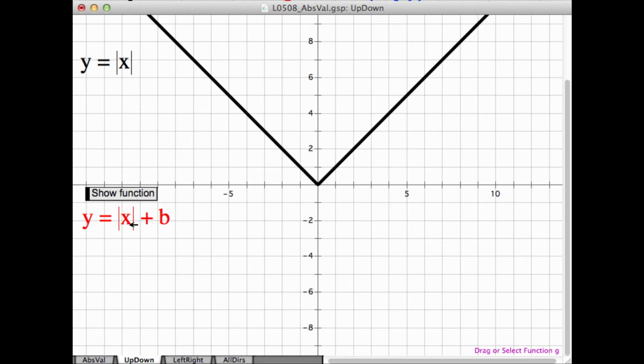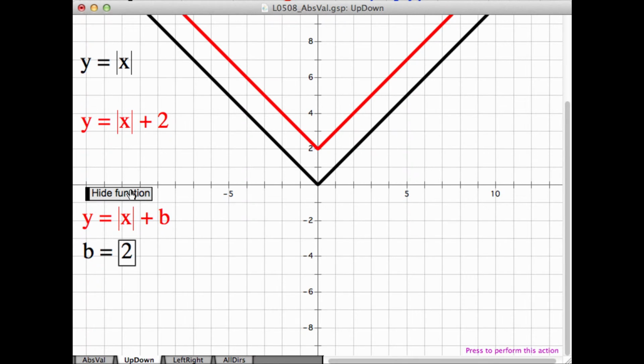Now the first type of change we're going to make is to add a number outside of the absolute value. So we're going to be looking at functions that are y equals the absolute value of x, plus something. And here's an example of one of them. The function y equals the absolute value of x plus 2 is graphed here. And you'll notice that it differs from the original one in that it moved up 2 units. Let's see if we make this function y equals the absolute value of x plus 3.